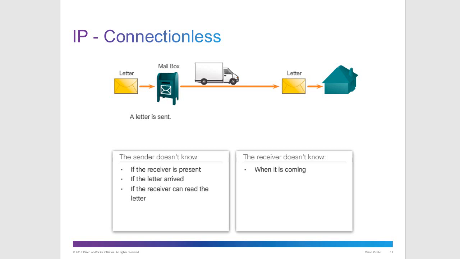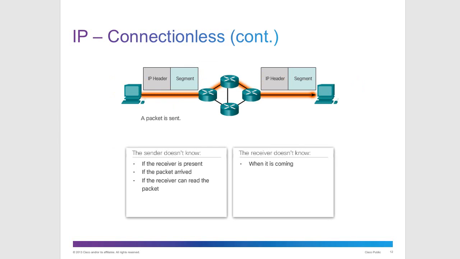If they are there, is my penmanship so bad that they can't even read the letter? And the person on the other end doesn't know when that letter's coming. So that's the connectionless concept that we have there. On your computer's end, maybe a web server is supposed to be there. You type in www.something.com. Maybe it's down, maybe it's moved. Who knows? And the server itself, of course, doesn't know when you are going to try to access it. So that's the connectionless aspect of IP.